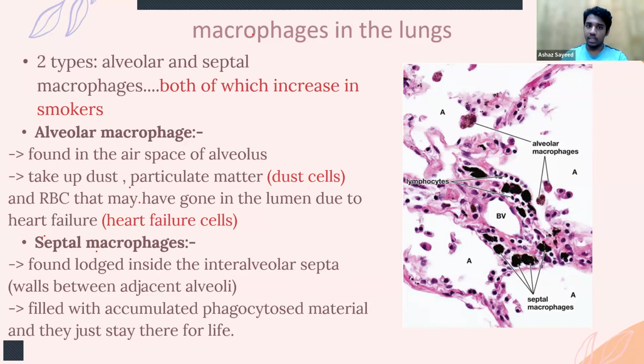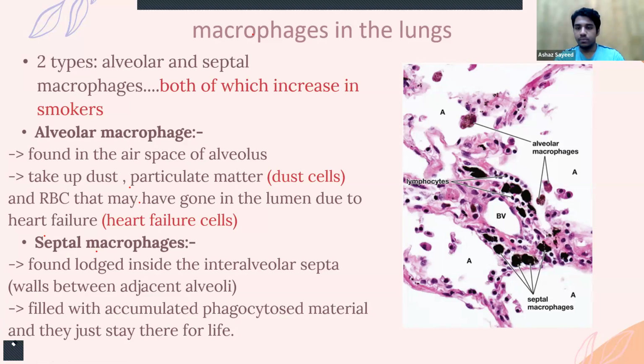Another important clinical case, I would say, is if you have a heart attack, what happens is blood moves into the alveoli. And because of that, these macrophages actually take up red blood cells, which have moved into the alveoli. Now they are actually called heart failure cells because these macrophages are seen during heart failure. Now, septal macrophages are found lodged inside the intraalveolar septa, and they can actually stay there for life, basically.